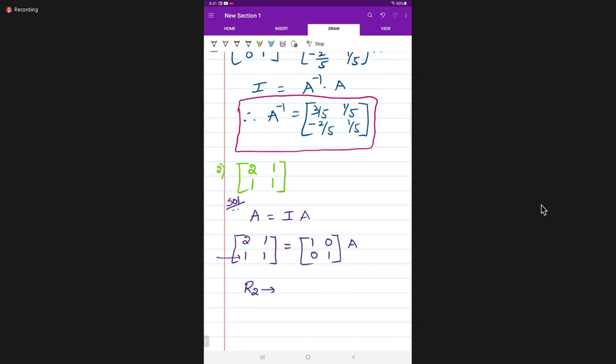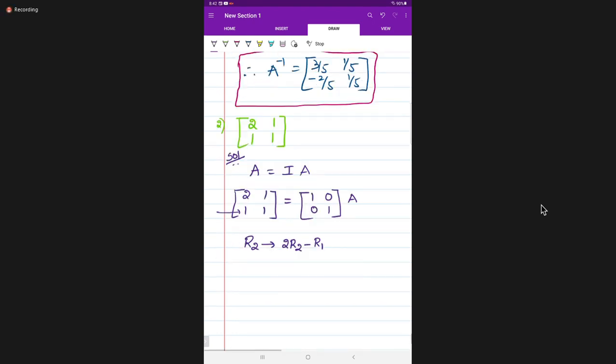Yes, we have to multiply row 1 by 2: R2 implies 2R2 minus R1. Tell me the answer. First, 2 into the first row, written as it is: 2 into 1 minus 2, that value is 0. Understood, all of you? 2 into 1 minus 2 is equal to 0.